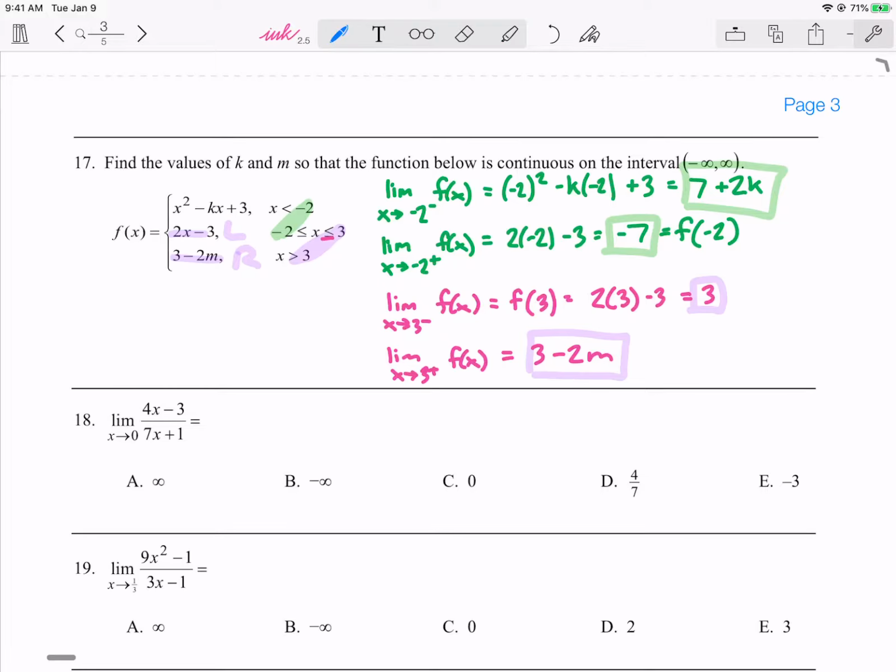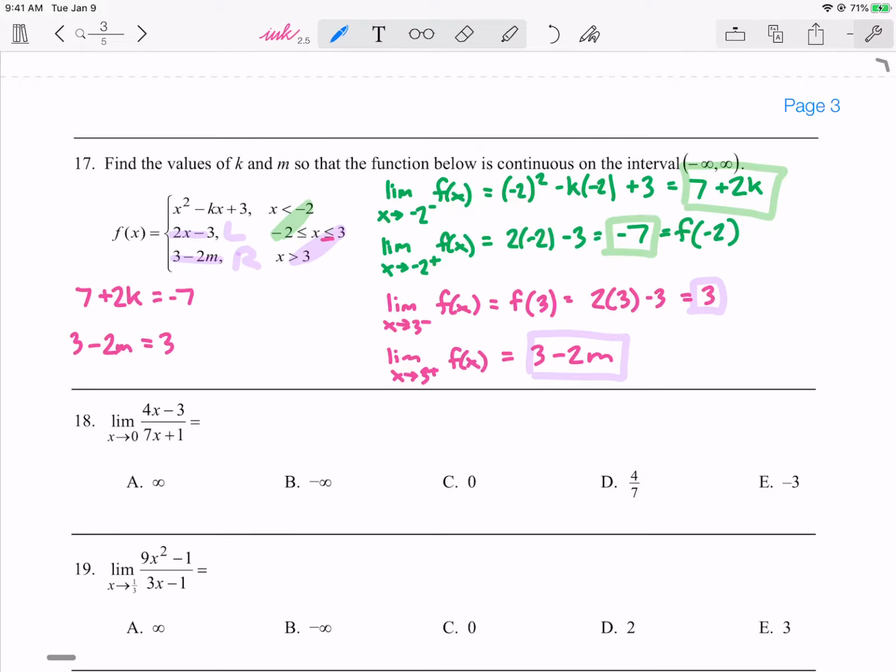So ultimately, I've got 7 plus 2k equals -7, and 3 minus 2m equals 3. Sometimes I end up with a system of equations, but these two equations are independent of one another. The k and m do not appear in both. With the first one, I subtract 7, I get -14, divide that by 2. On a good day, that's -7. And then the second one, I'm going to subtract 3 and get 0, divide by -2, and I'll still get 0. So those are my values of k and m.